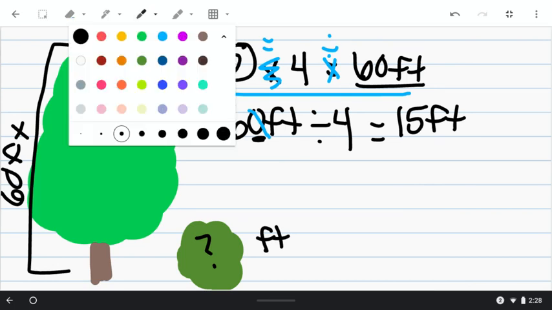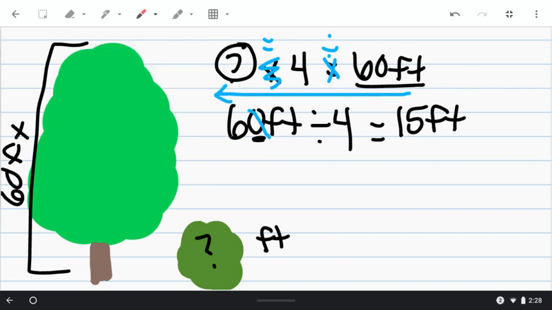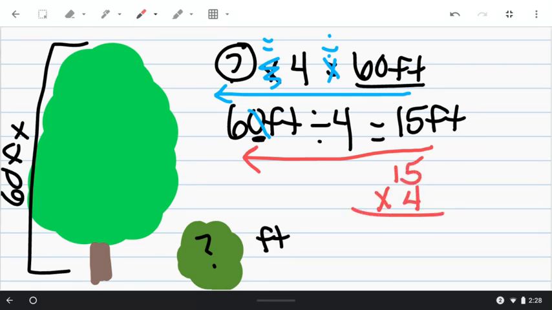So to check my work, I'm going to go back, take my problem, and just like I did up here and wrote it backwards, I'm now going to do the same thing. So I'm going to take 15 times 4, and it should give me 60. 5 times 4 is 20. 4 times 1 is 4, plus 2 is 6. And if those two match up, then you have successfully divided.